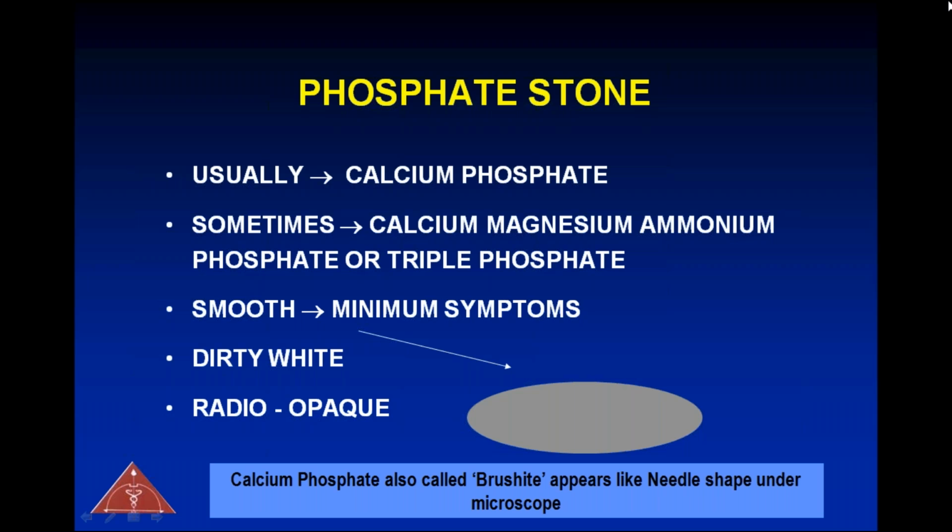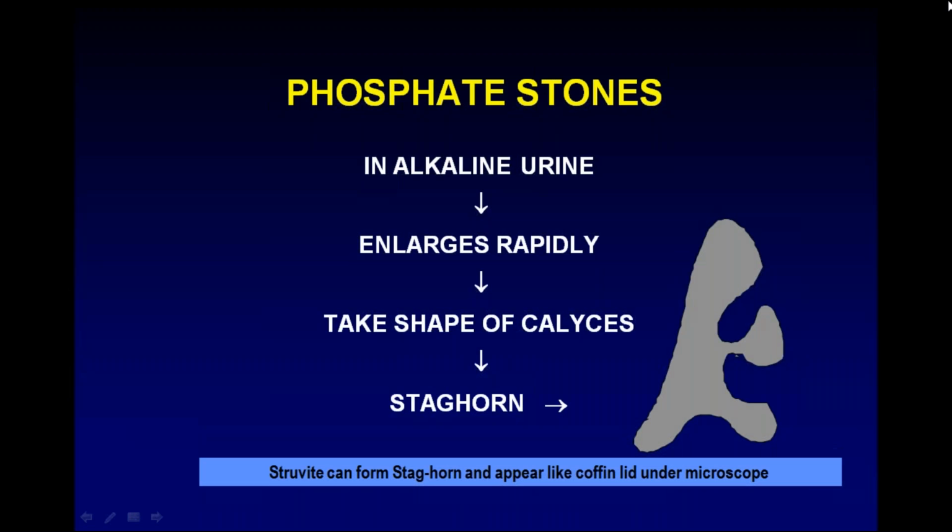So phosphate, next is phosphate stones. Triple phosphate, I told you, calcium, magnesium and ammonium phosphate. Here, triple phosphate. Smooth stones. So minimum symptoms, dirty white radio opaque shadow. Okay. Calcium phosphate, also called brushite, because they appear like needles under the microscope. See, it is these triple phosphate stones, mostly not oxalate, triple phosphate stones that gradually begin to enlarge and take up the form of the pelvicalyceal system. So that will give the appearance of the staghorn.